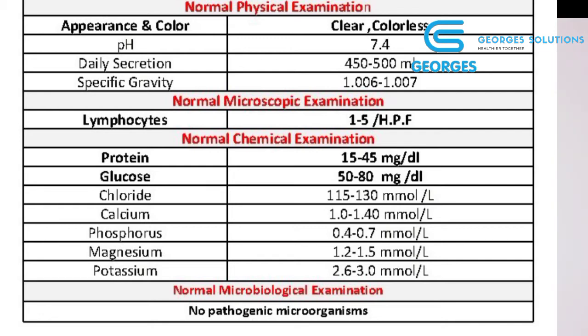Bilirubin, of course, should be nil, both in adults and in children. Osmolality is 292 to 297. Creatinine is 44 to 106. Phosphorus is 1.2 to 2.0. Uric acid is 0.5 to 4.5 millimole per deciliter.